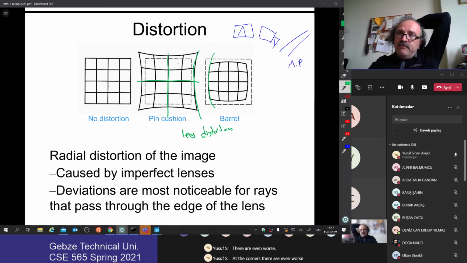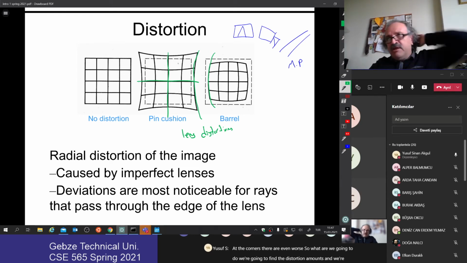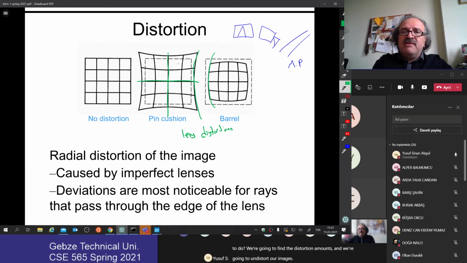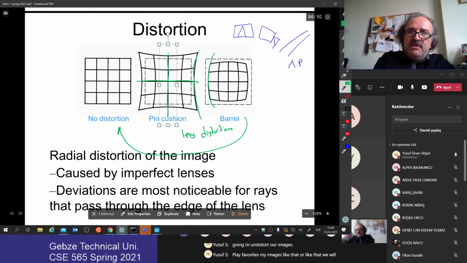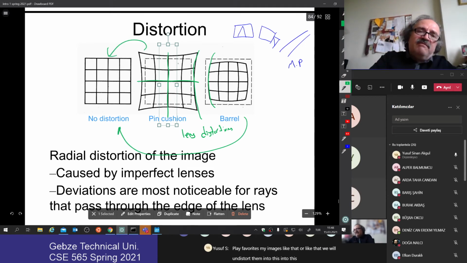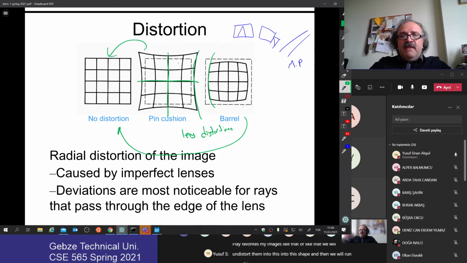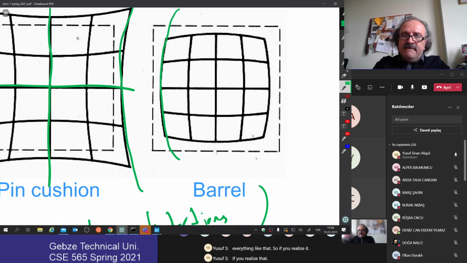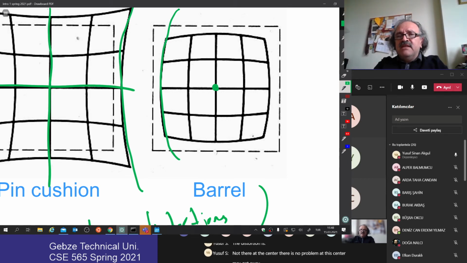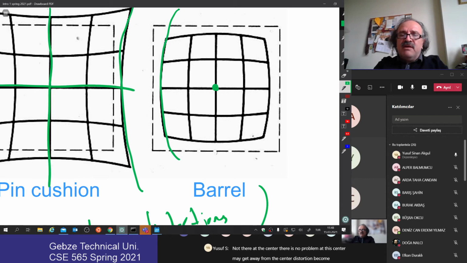So what are we going to do? We are going to find the distortion amounts, and we are going to undistort our images. So if my image is like that or like that, we will undistort them into this shape, and then we will run everything like that. If you realize that the distortion is not there at the center, there is no problem at the center. When you get away from the center, distortion becomes apparent.